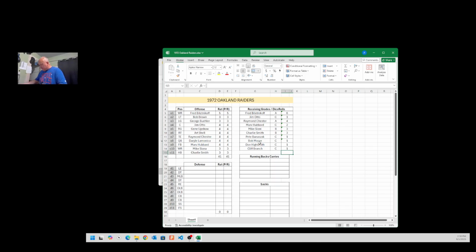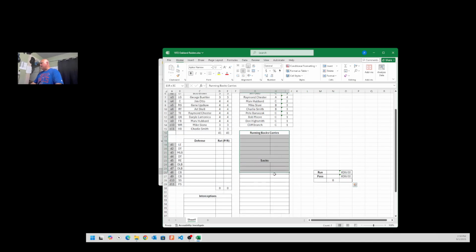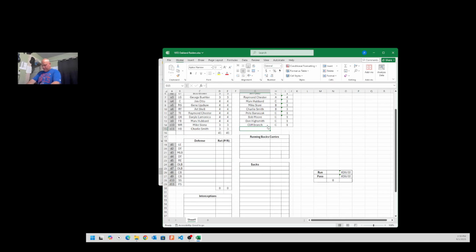We have Clarence Davis. And these guys are in the way. So let's move some stuff out of the way here. And then we'll move these down. And of course, it's going to mess up the centering. I hate that. All right, so then we'll go here and we'll type in Clarence Davis. And he is also a C1.